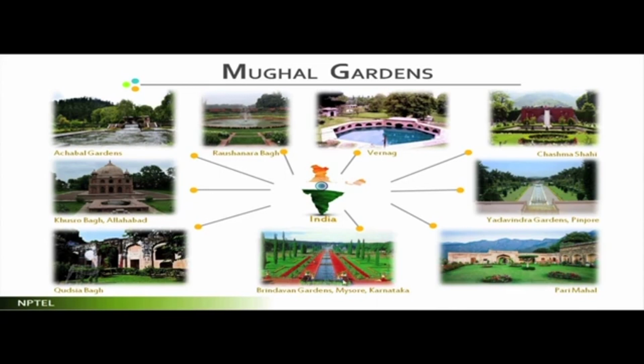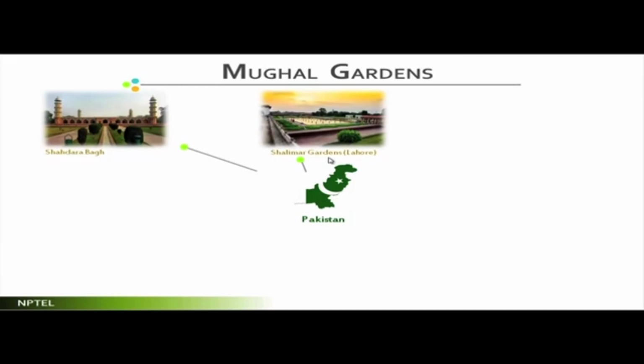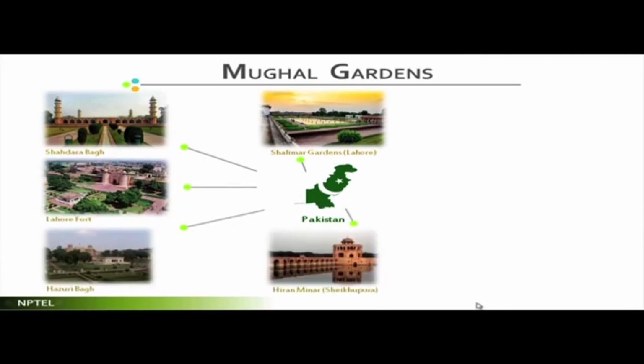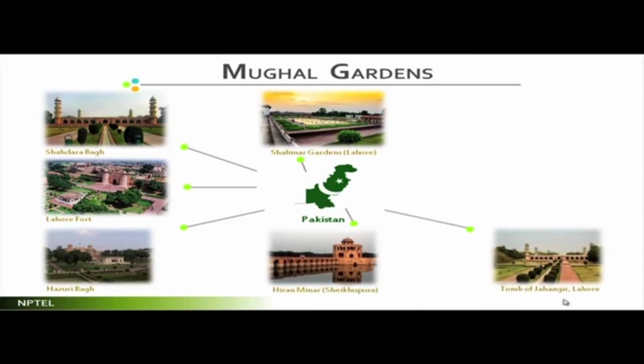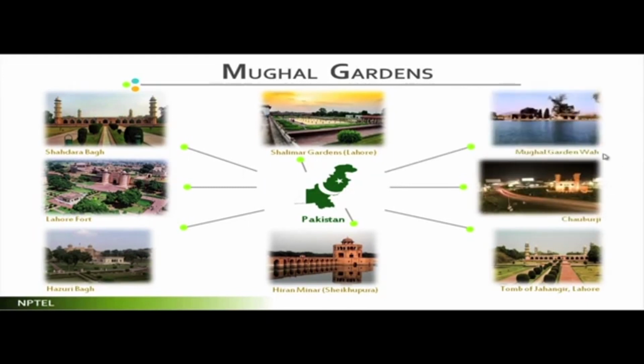The same concept. If we combine, see basically what happened in Shalimar Bagh and all, they had different domains. I think I have a sketch I'll show you with respect to that. I'll explain. In Pakistan, it's a Shalimar Garden again, Shadra Bagh, Lahore Fort, Hazuri Bagh, Hiran Minar, Tomb of Jahangir, Chauburzi, and Mughal Garden Wall.